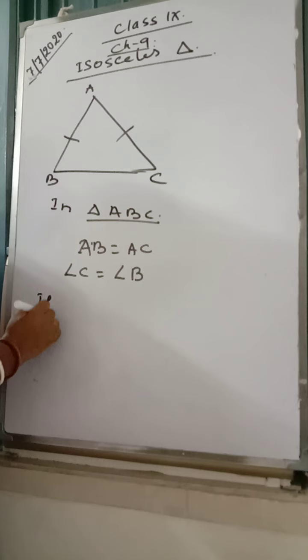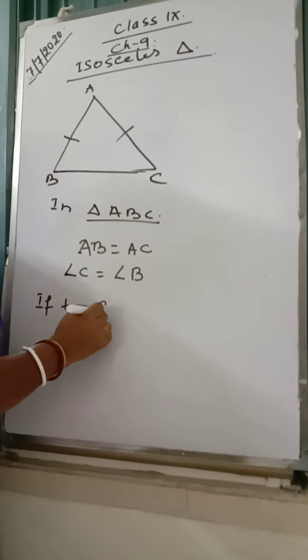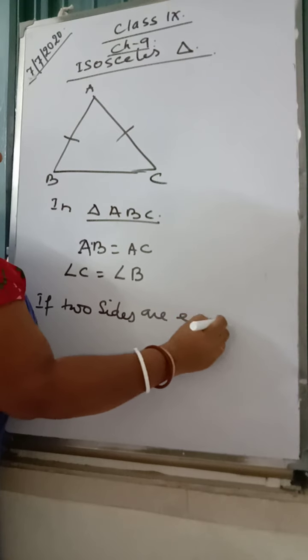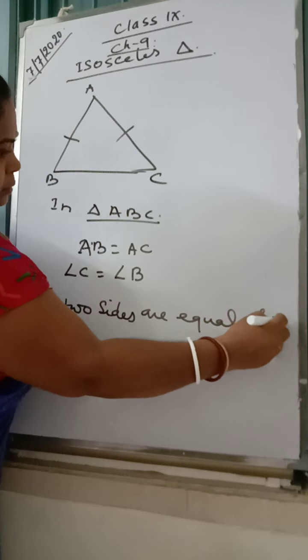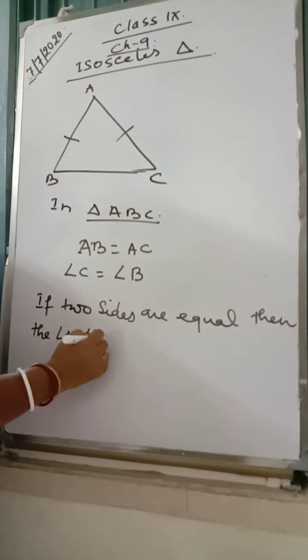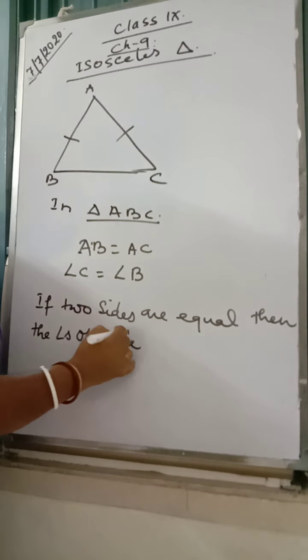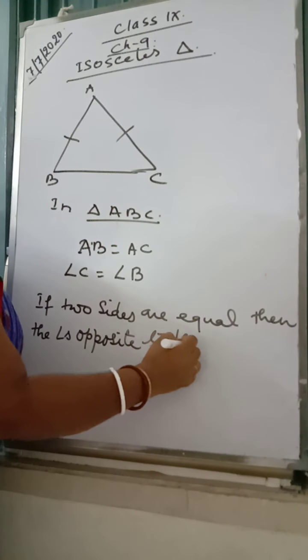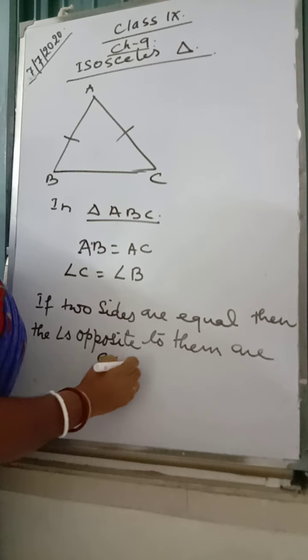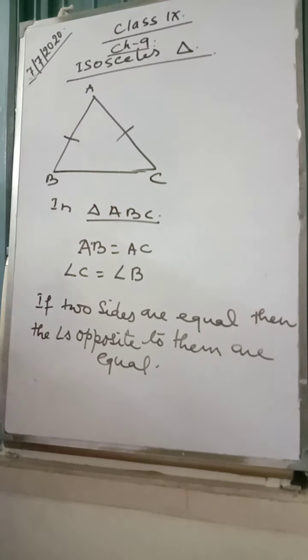If two sides are equal, then the angles opposite to them are equal. And the converse of this you also learned yesterday.